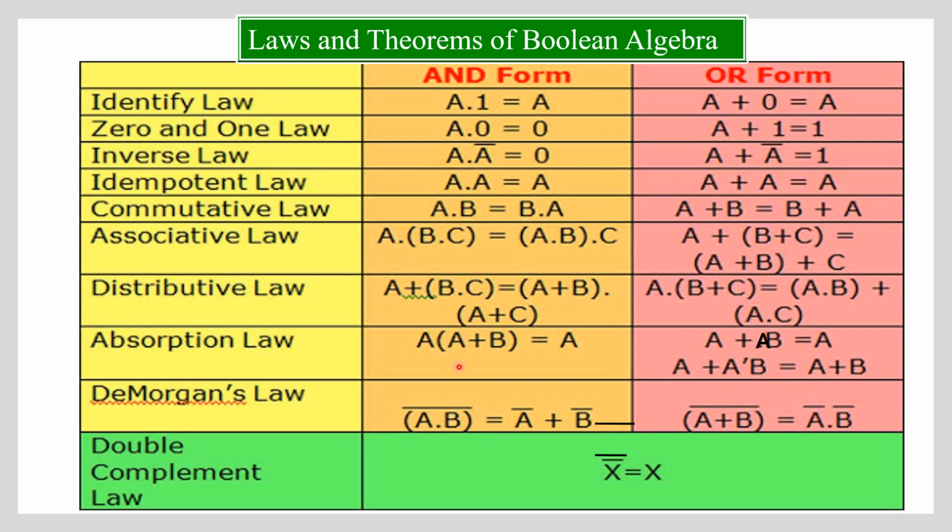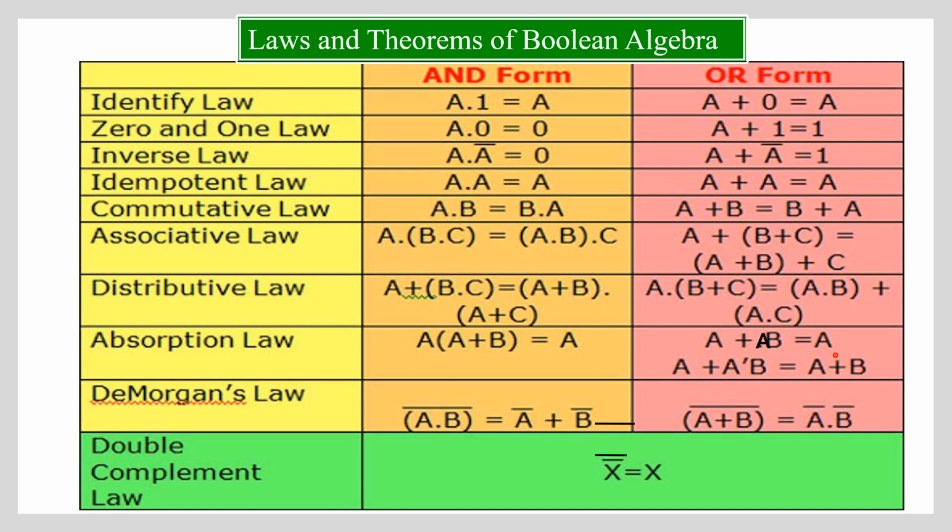Absorption law, A into A plus B. So this is very important. A into A plus B is equal to A, and A into A plus AB is equal to A, because we can take A common, it becomes 1 plus B. 1 plus B, what is it? 1 plus A is nothing but 1. So we get A.